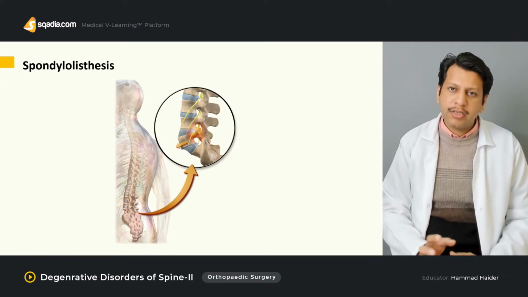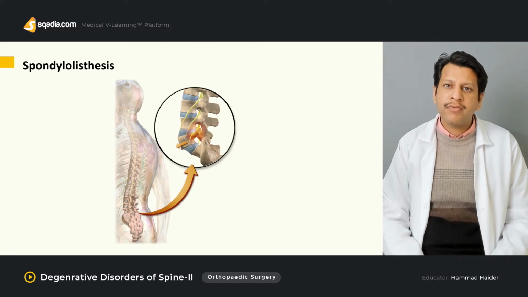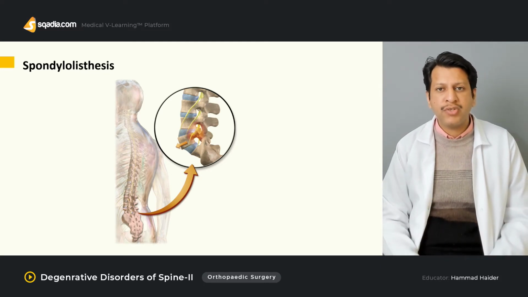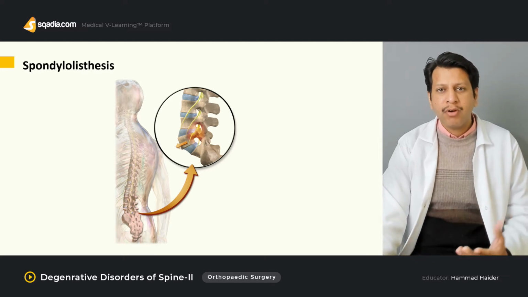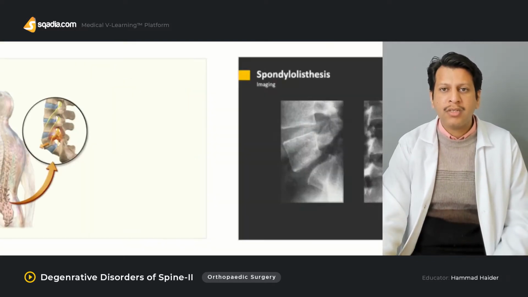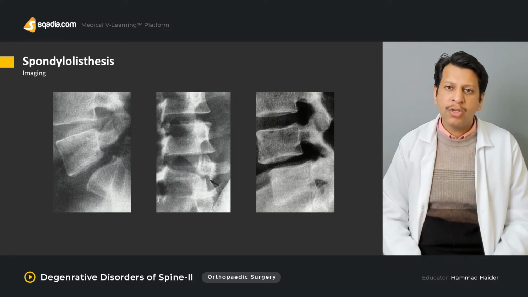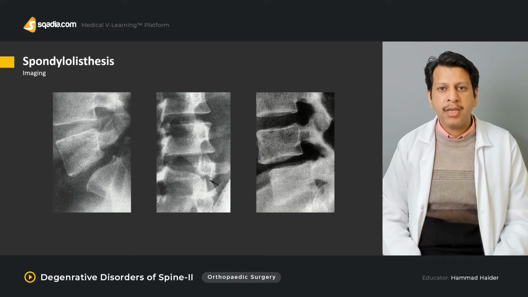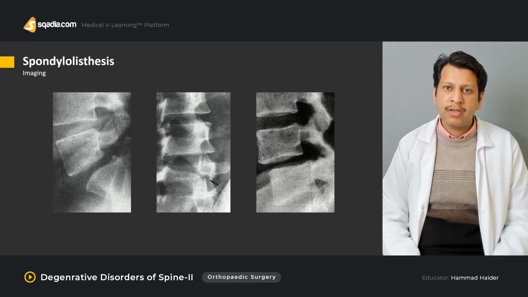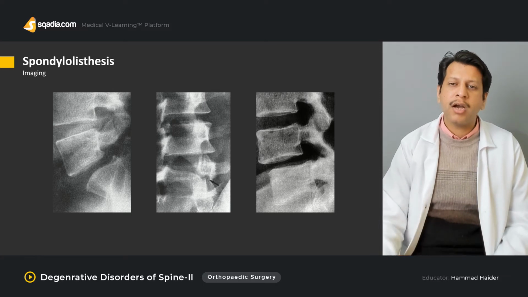From classification, that is the Neumann classification as well as the Meyerding classification, we'll be moving on towards the signs and symptoms of spondylolisthesis, and then what imaging we need to do, what to look for on X-rays of the lumbosacral spine, especially the AP and lateral views, and how to judge the segmental instability as well as how to grade the slip which is actually occurring.